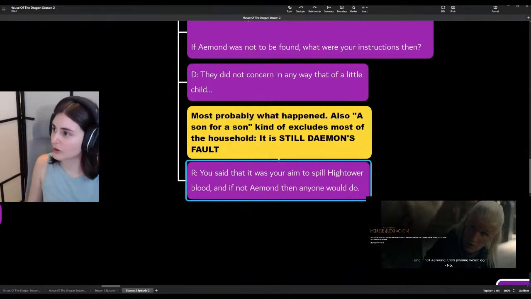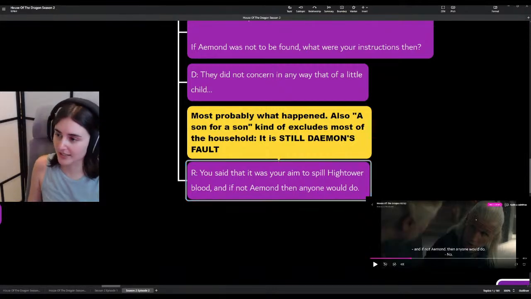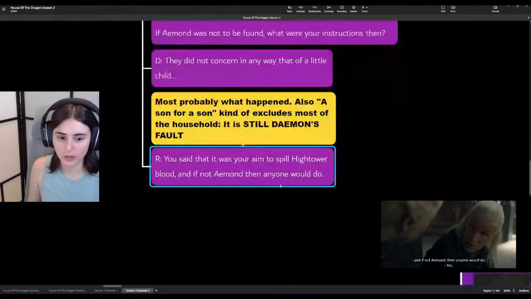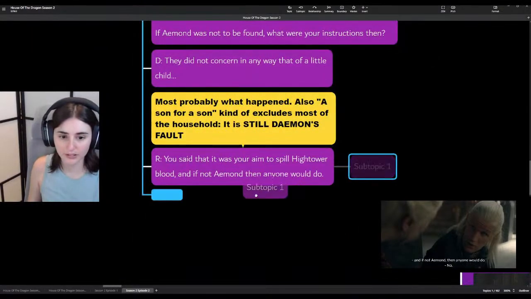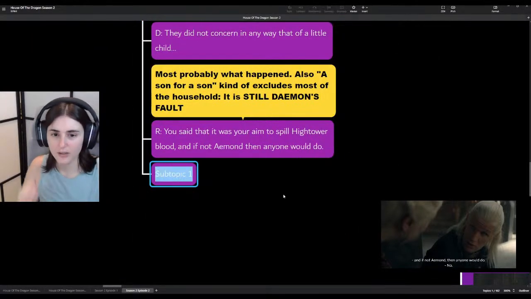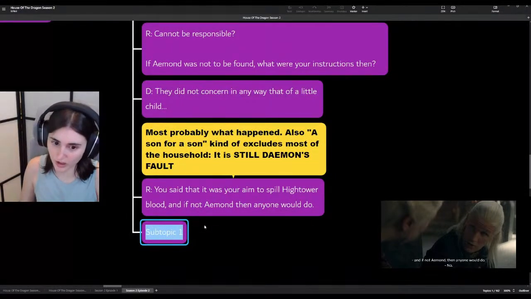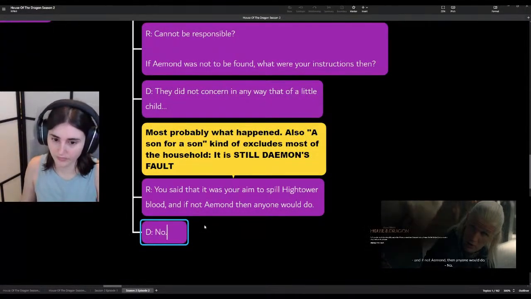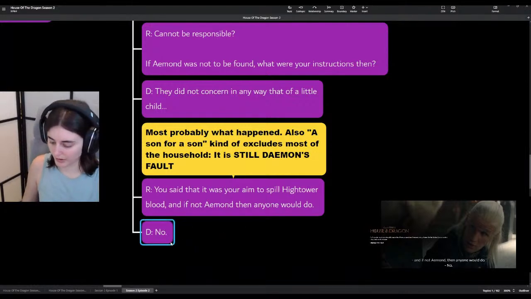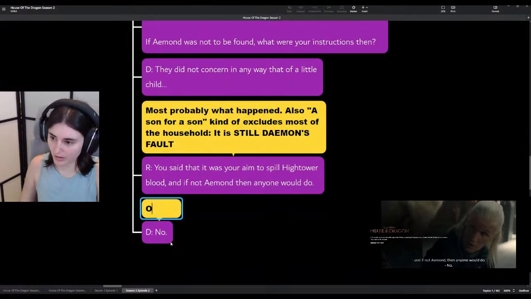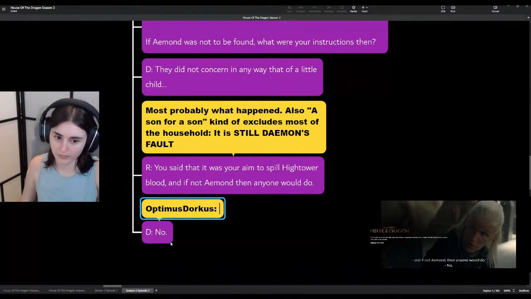Aemond, any blood would do. No, he just denies this. Actually, let's put the no here. Maybe we should. I can move things around at a later stage if I want to restructure. What did you say?